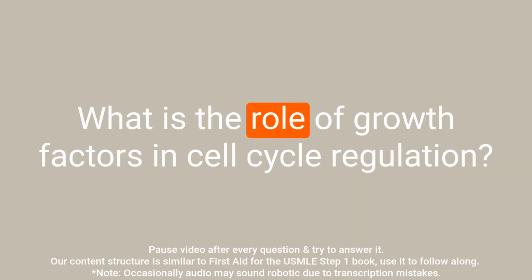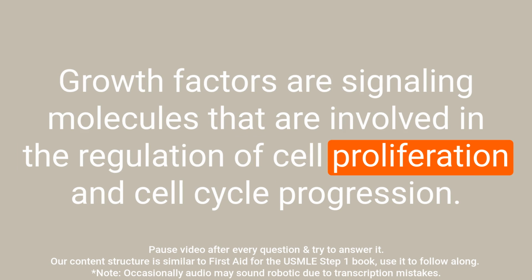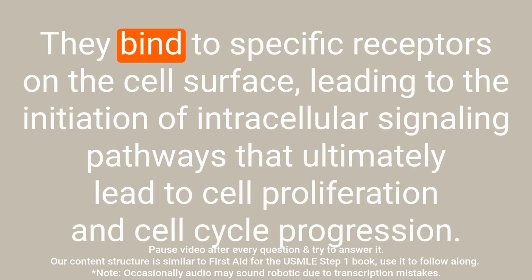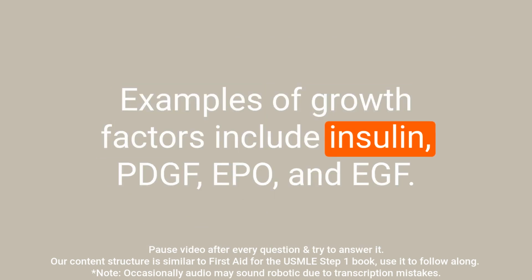Question: What is the role of growth factors in cell cycle regulation? Answer: Growth factors are signaling molecules that are involved in the regulation of cell proliferation and cell cycle progression. They bind to specific receptors on the cell surface, leading to the initiation of intracellular signaling pathways that ultimately lead to cell proliferation and cell cycle progression. Examples of growth factors include insulin, PDGF, EPO, and EGF.